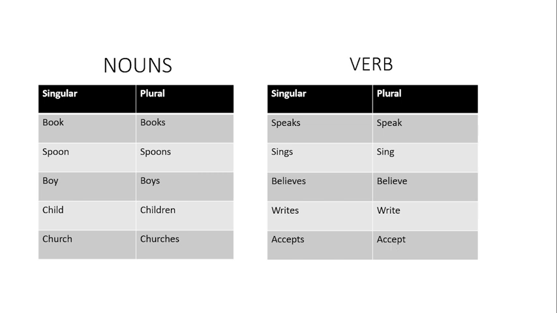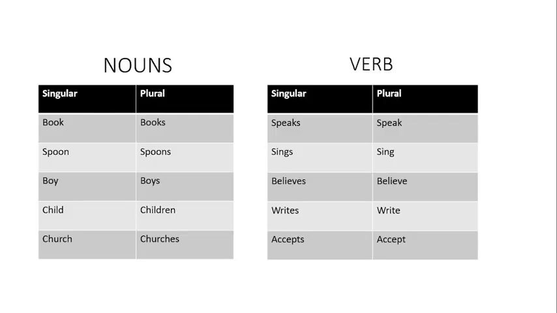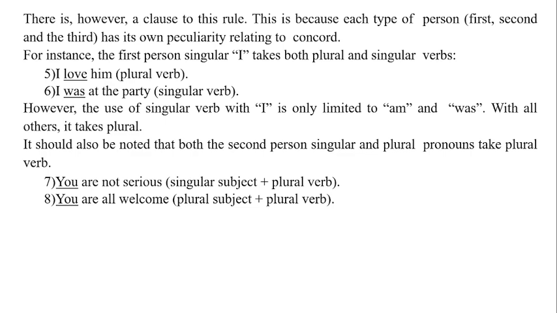So the rule of Concord, let's go back to the previous slide. The rule of number Concord states that when the subject is singular, as she, the verb must be singular, as goes. Remember, goes is a singular verb. Go is going to be a plural verb because it doesn't take the inflection. All right, so let's move ahead to the next slide now.